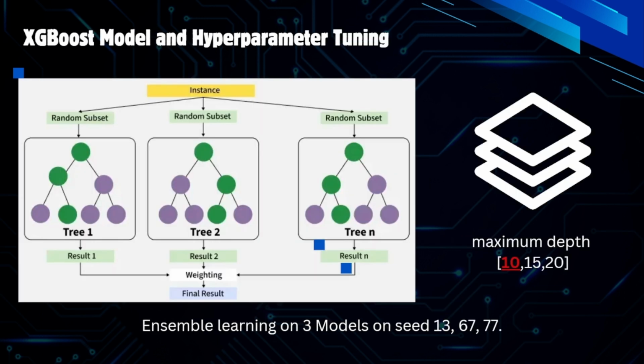Lastly, we implemented XGBoost, a popular gradient-boosted decision tree algorithm widely used for structured data. The model combines many small decision trees trained sequentially using gradient descent to minimize the loss function. We tune only the maximum depth parameter, which controls the complexity of the tree and helps prevent overfitting. For our final model, we use a max depth of 10. Similar to LightGBM, we use ensemble learning with 3 XGBoost models, training using seeds 13, 67, and 77, and average their predictions.